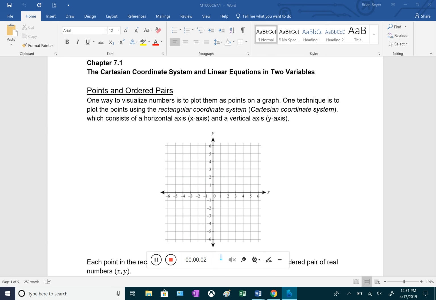So in chapter 7.1, we're going to be going over the Cartesian coordinate system and linear equations in two variables. Starting with points and ordered pairs, this is a way we can essentially visualize numbers, by plotting them as points on a graph. One way we can do this is using the Cartesian coordinate system, also called the rectangular coordinate system. It's essentially just the xy plane.